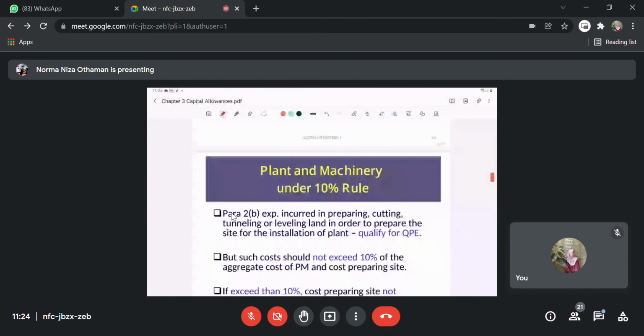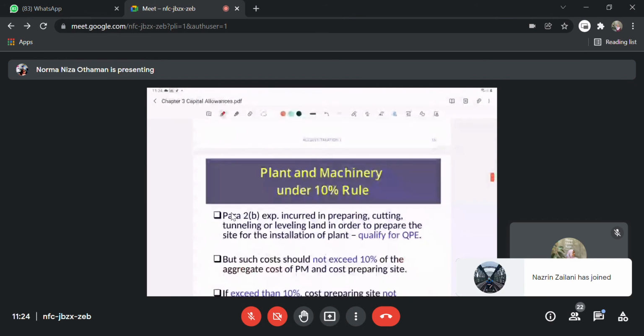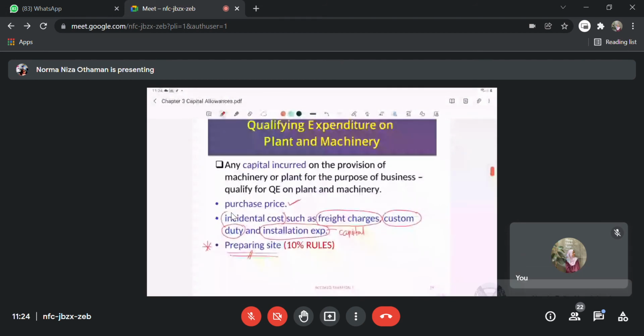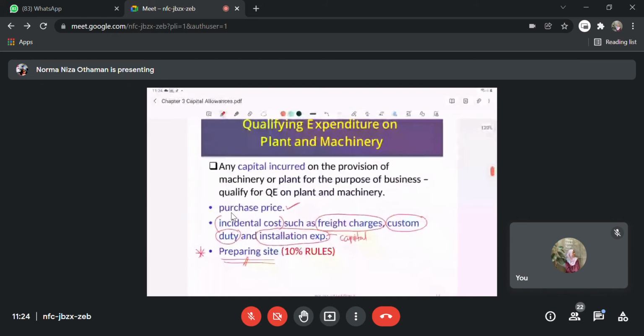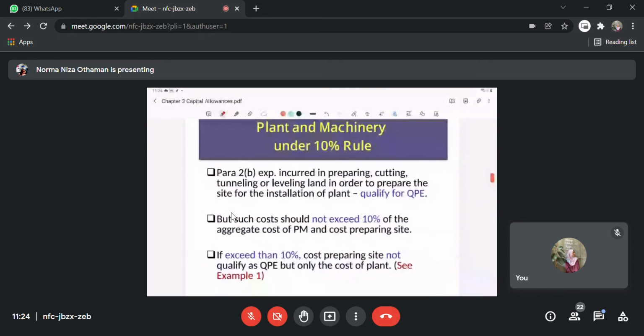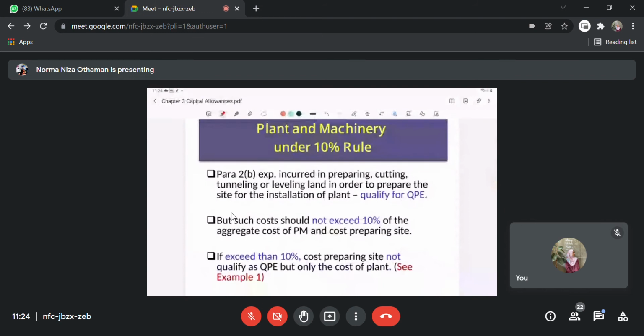Okay, kat sini ada soalan tak guys sebelum saya go to the 10% rules? Any question? Tak ada madam. Okay, so we proceed to the 10% rules. So tadi saya kata 10% rules tu untuk apa guys? Adakah untuk pengiraan cost? Cost ke? Cost plus IC, incidental cost.